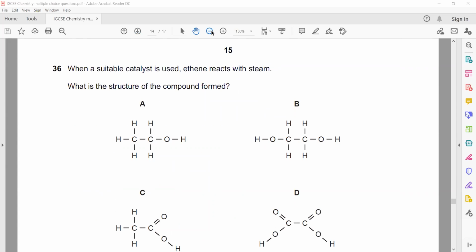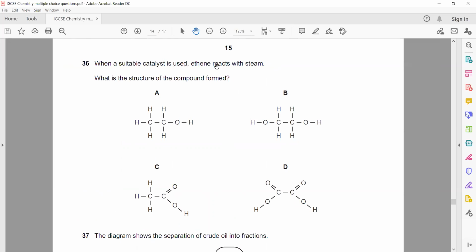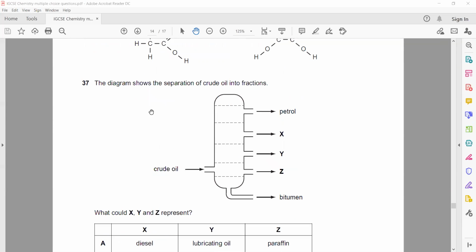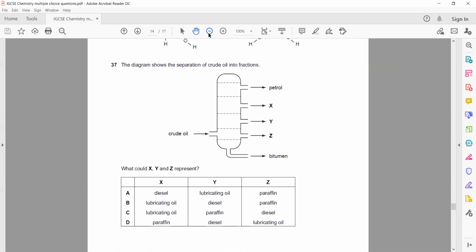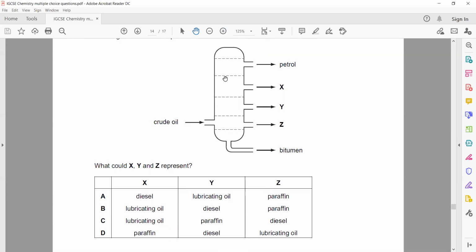When a suitable catalyst is used, ethene reacts with steam. What is the structure? Ethene plus steam will give ethanol. So which one is the structure of ethanol? This one is the structure of ethanol. Alkene reacts with steam, that's called hydration, and the product is alcohol. The diagram shows the separation of crude oil into fractions. What could X, Y, and Z represent?